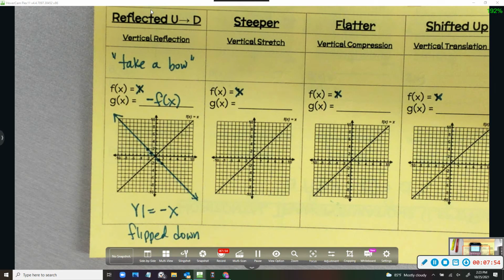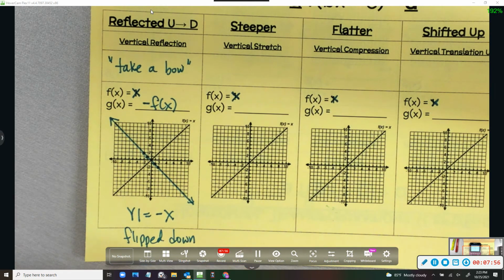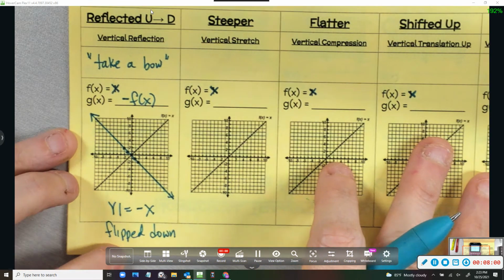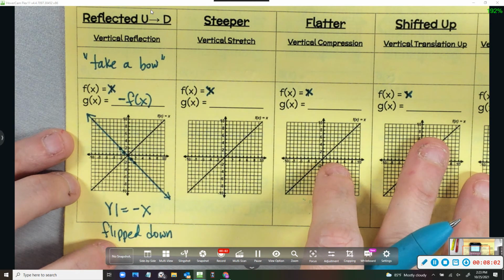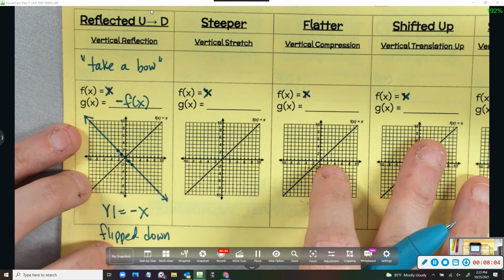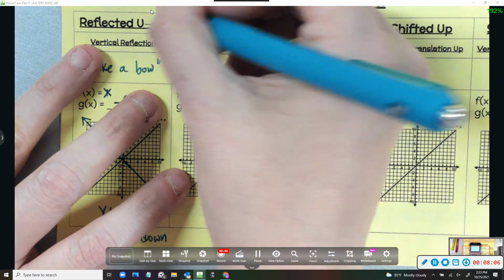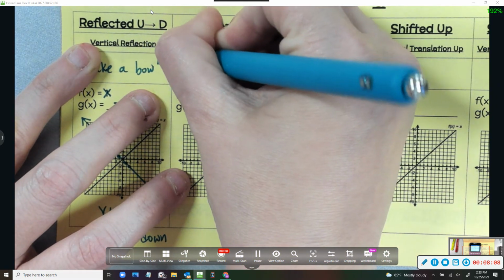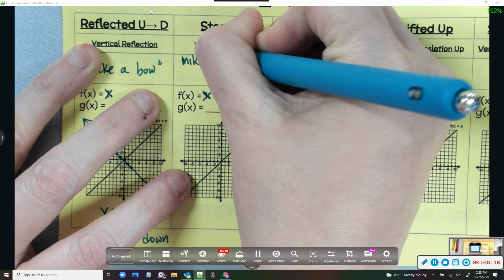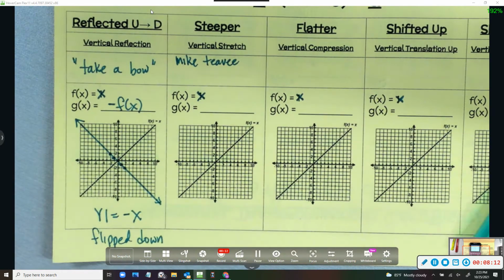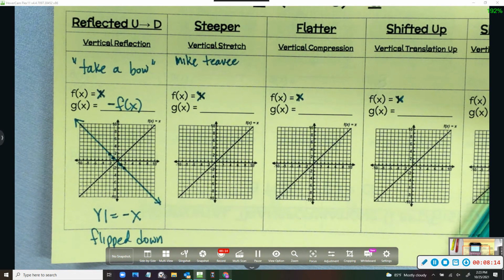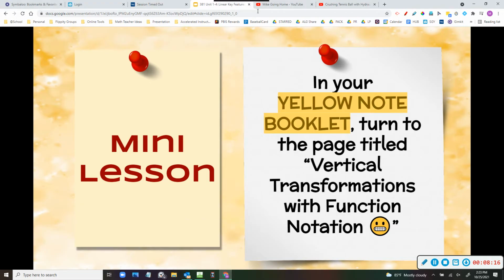Okay, that's how I would describe that. Using words, I would say it's a vertical reflection, but what do I see? I see that it flipped down. Okay? All right, so that's the reflection, the vertical reflection. Let's talk about the vertical stretch. Here's how we're going to remember the vertical stretch. Mike TV. Okay?